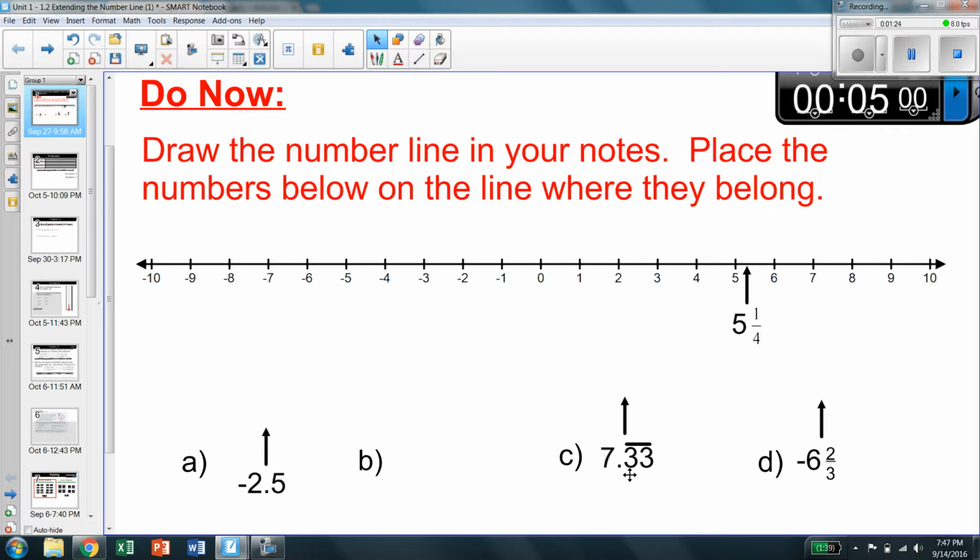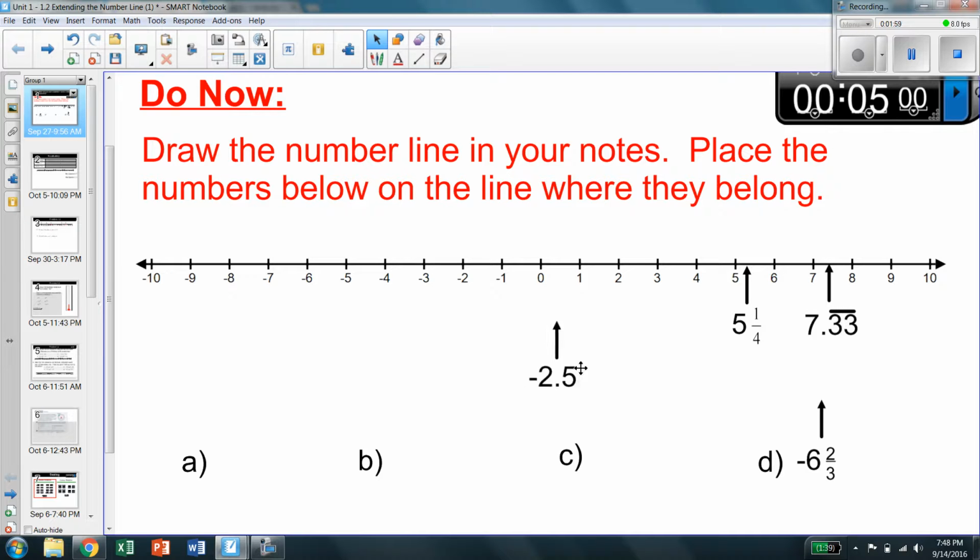7.33 repeating. So if you know from benchmark fractions, 0.3 repeating is 1/3. Or you can just think of same thing here. Start at 0, go over to 7. If we were to go from 7 to 8 and break that into 100 tiny little pieces, we're trying to look at where the 33rd would be. So if we think about that as a third, that's going to put us somewhere around there. Okay, now the harder stuff.